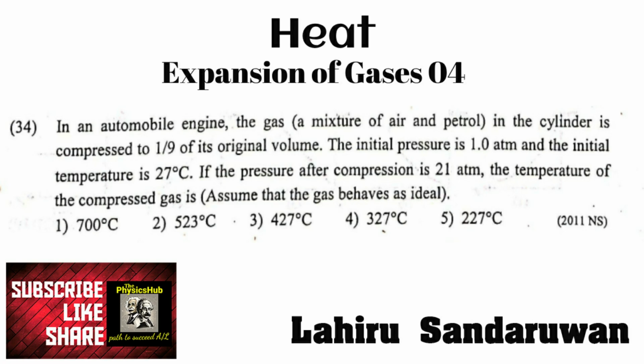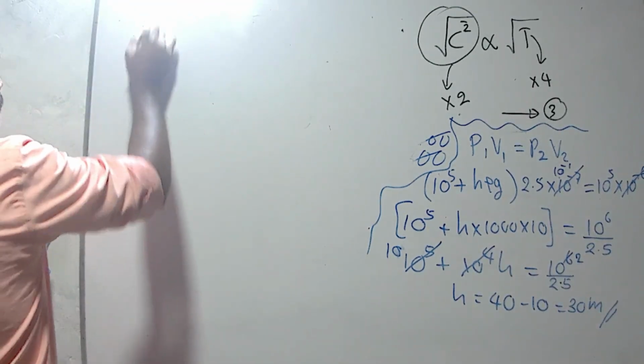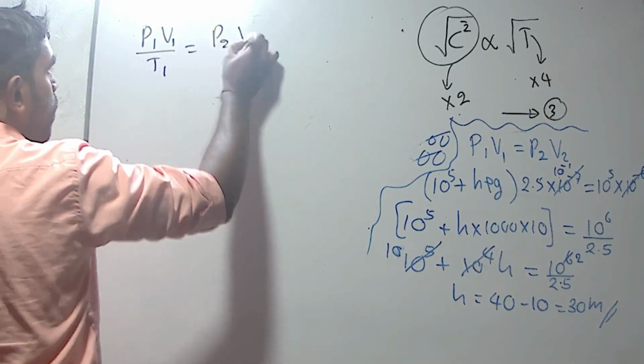The initial pressure is 1 atm and the initial temperature is 27 degrees Celsius. The pressure after compression is 21 atm. The temperature of the compressed gas is? Assume that gas behaves as an ideal gas. Pressure, volume and temperature all are changing. Then we can get P1 V1 over T1 equals P2 V2 over T2.